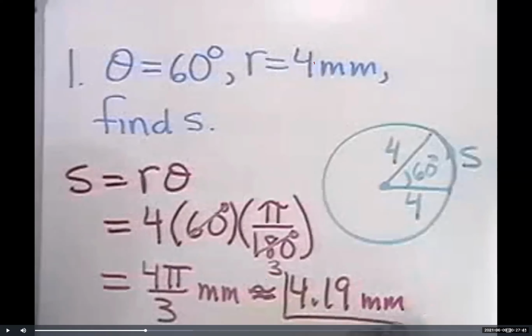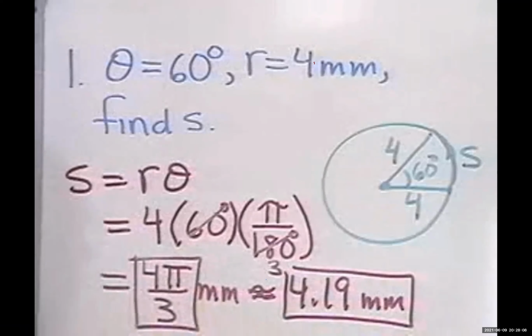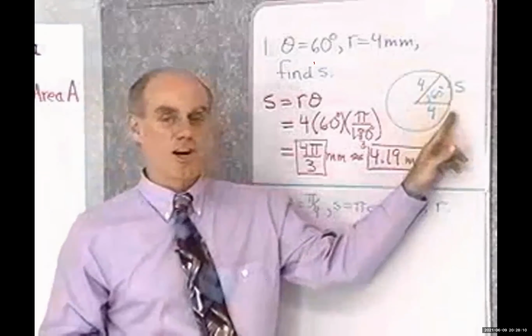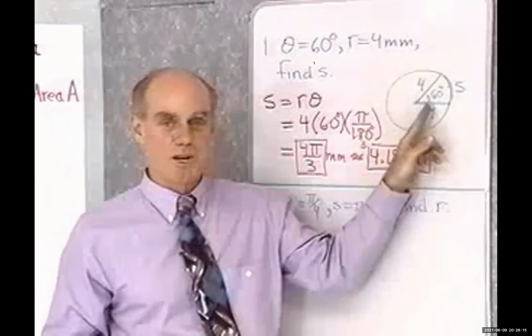So for S, which is arc length, the angle should be in radians, which means the numbers involve pi. In this case, pi is 3.14. You can take 4 times 3.14 and divide it by 3, and you will get the same value. So 4.19 millimeters or 4 pi over 3 millimeters. In either case, that's the length of this arc S that's cut off by a central angle of 60 degrees in a circle that has a radius of 4.